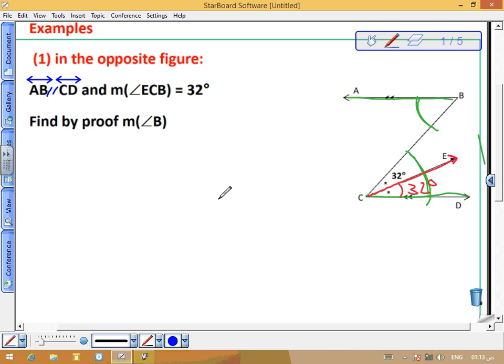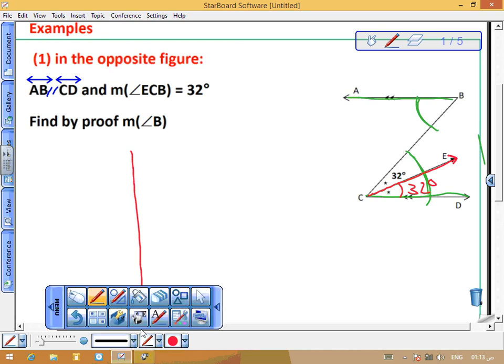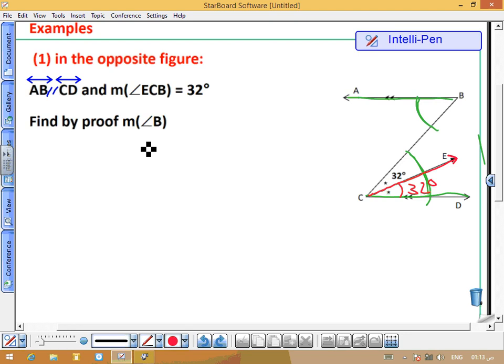To solve this problem using deductive proof, do as following. First, draw a line like that. Start by writing the given. What is the given? The given is the information that helps me to solve the problem.